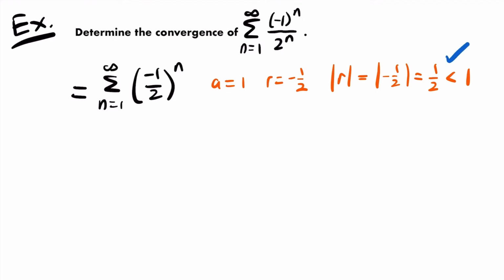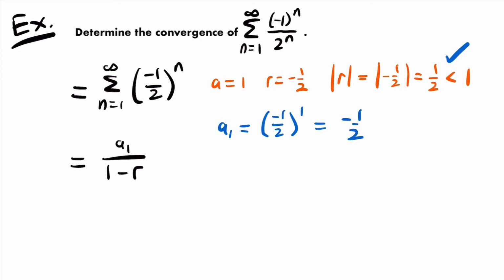However, note that like the previous example, this geometric series does not start at n equals 0. It starts at n equals 1. So this is not going to be equal to a divided by 1 minus r. We need to replace a with the first term of our series. And so since our series starts at n equals 1, that's going to be the term a sub 1. All right, and so let's calculate a sub 1 for our series. a sub 1 is going to be equal to negative 1/2 to the first power, which is just equal to negative 1/2. All right, so that's the term of our series when n equals 1.